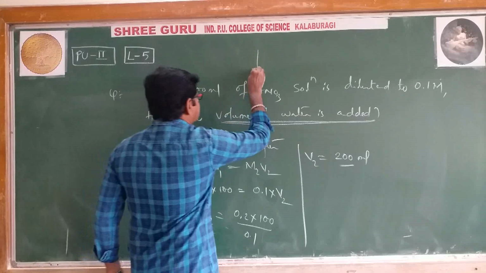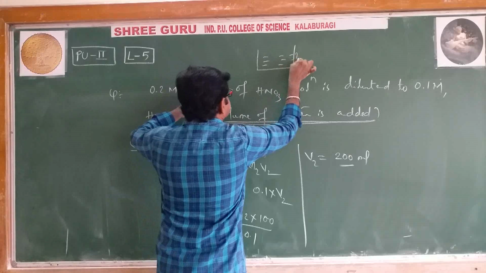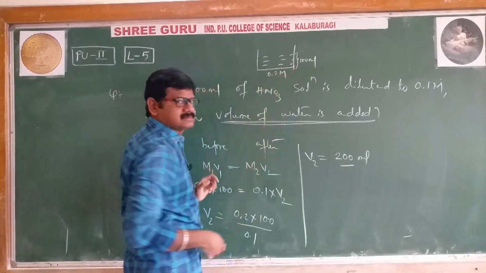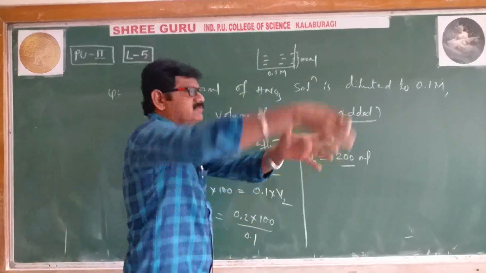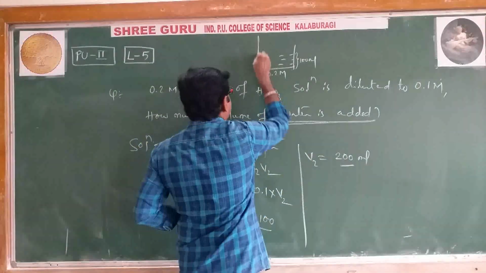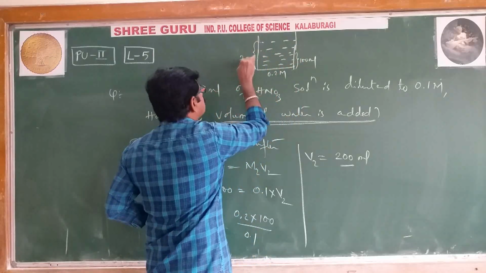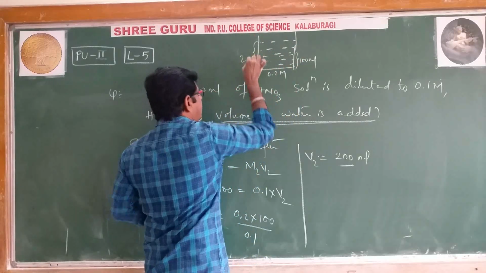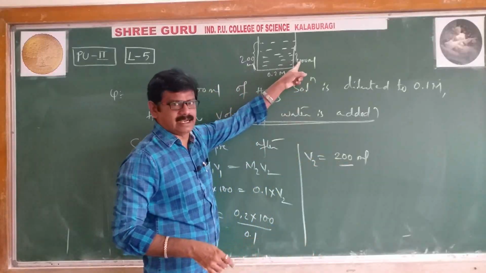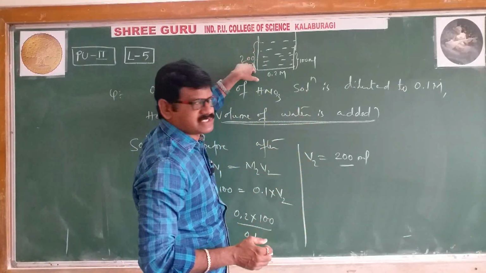See the concept of the question. It is a container. In the container initially there is 100 milliliters and its concentration is 0.2 molar. Okay, it is the initial information. To that some water is added. How much water is added we don't know. After the addition of water, the volume has changed to 200 ml. The volume has increased to 200 ml, that is the final volume. Initial volume was 100. After addition of some water, now the total volume becomes 200.